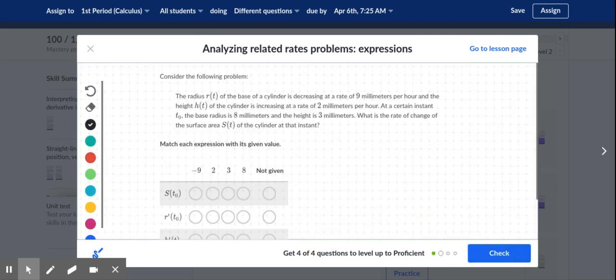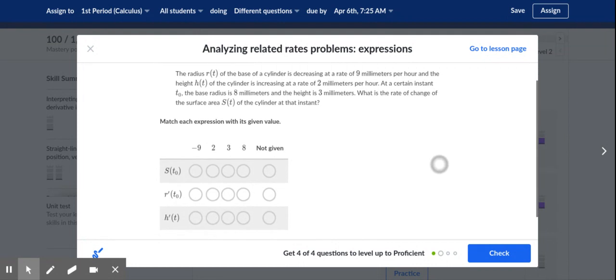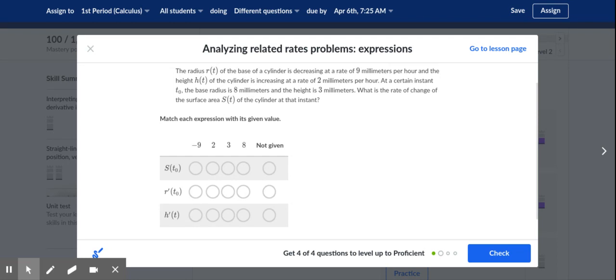Okay, so this one, oh boy. Still another one of these problems, but now they're asking me about the radius r of t of a base of a cylinder, which is decreasing at a rate of 9 millimeters per hour, and the height of the cylinder is increasing at a rate of 2 millimeters per hour. At a certain instant t sub 0, the base radius is 8 millimeters and the height is 3 millimeters. What is the rate of change of the surface area of the cylinder at that instant?